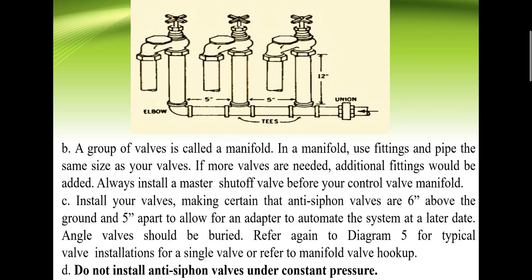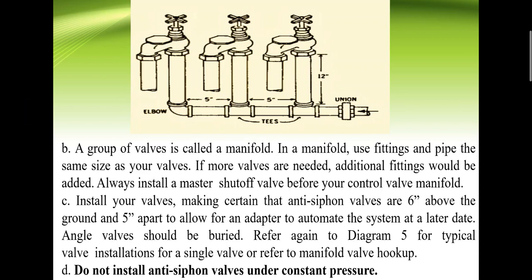And C, install your valves, making certain that anti-siphon valves are 6 inches above the ground and 5 feet apart to allow for an adapter to automate the system at a later date. Angle valves should be buried. Refer again to the diagram 5 for typical valve installation for a single valve or refer to manifold valve hookup. And D. Do not install anti-siphon valves under constant pressure.